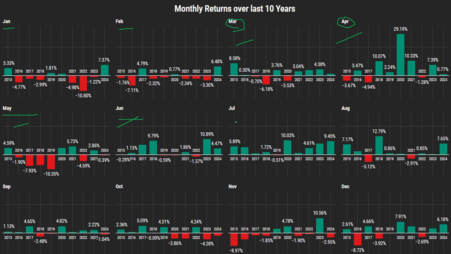And July is a very, very good month for this sector. So it gave 9 times positive returns and only one negative. August again a good month, 8 positive and 2 negative. September, 7 positive. October, 5 positive. November is not so good for this sector and only 3 positive returns in the last 10 years. And in December, 6 positive and 4 negative returns.